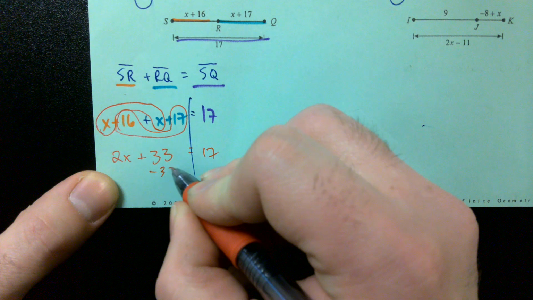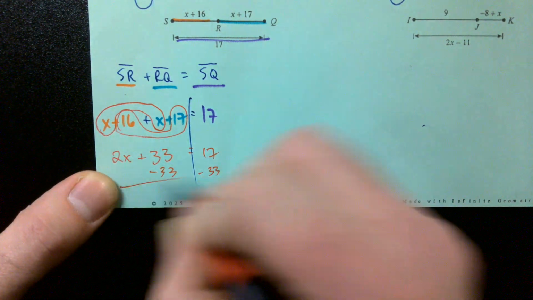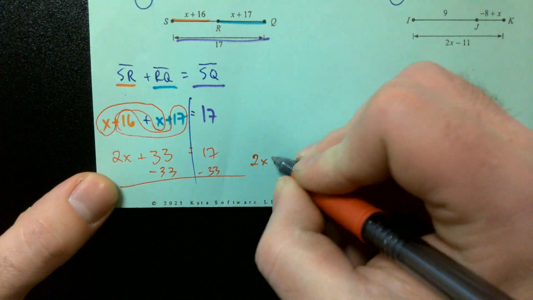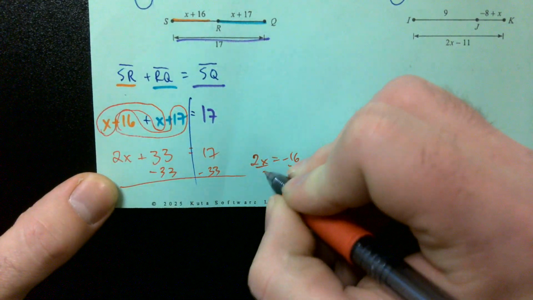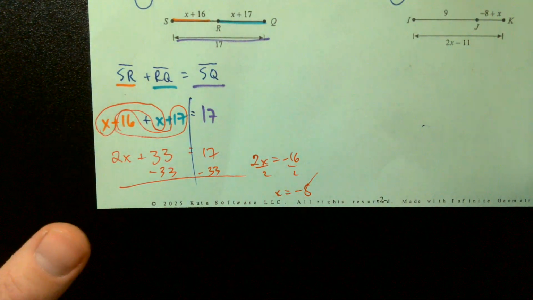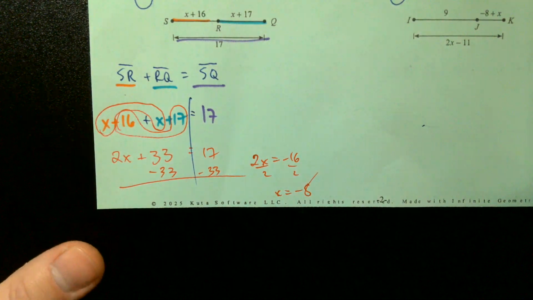I'll subtract 33 from both sides. And that gives me negative 16. Divide by 2. And I get x equals negative 8. Is that my final answer? No. What is the question asking?